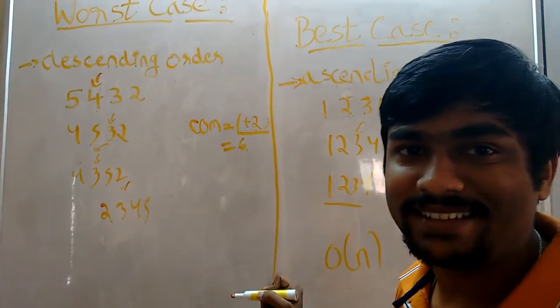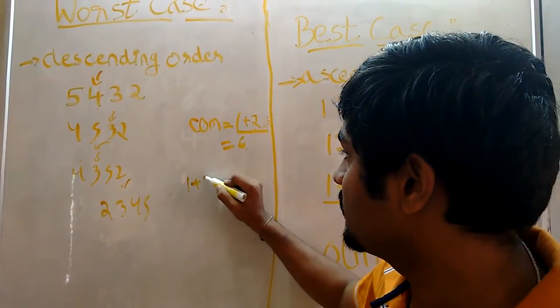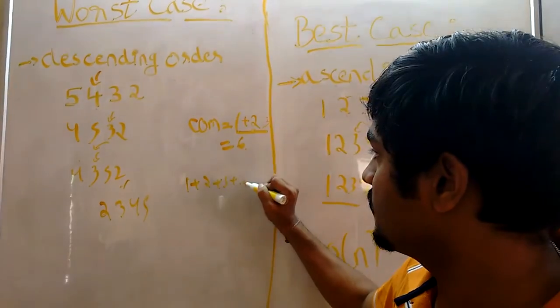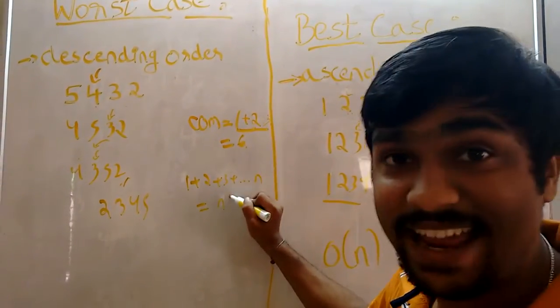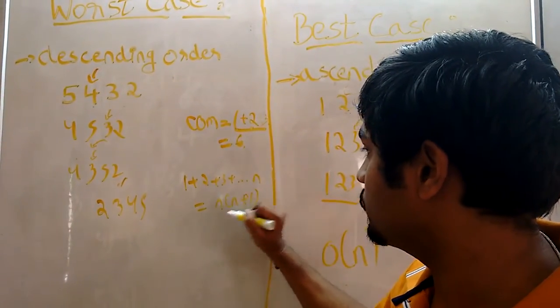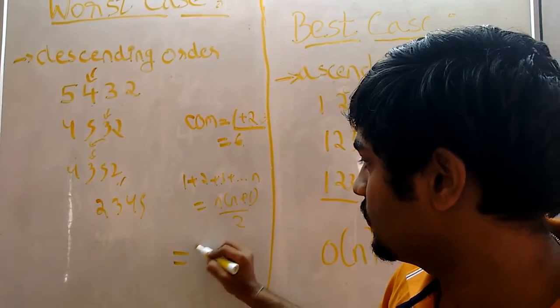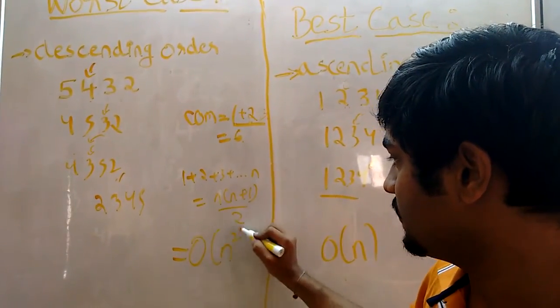It's a sum to n series. And we know the sum to n series, 1 plus 2 plus 3 till n, is nothing but n into n plus 1 by 2. So that is big O of n squared.